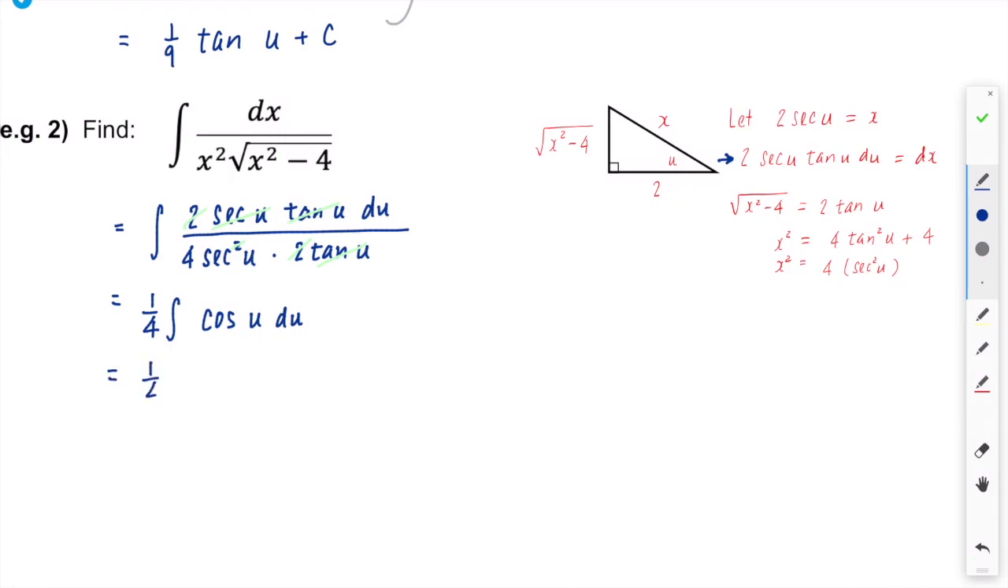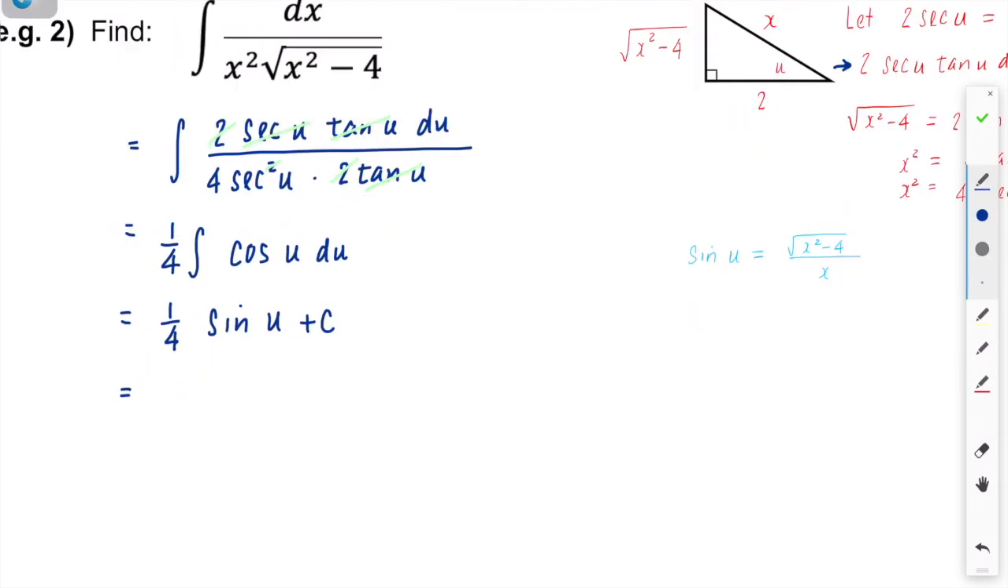And this is why trig substitution is very useful. Okay, the integral of cosine u is sine u plus c. So from what we have done in the first example, now it's time to write sine u in terms of x again. Now sine u is the square root of x squared minus 4 over x. Therefore, my final answer will be 1 over 4 times that.